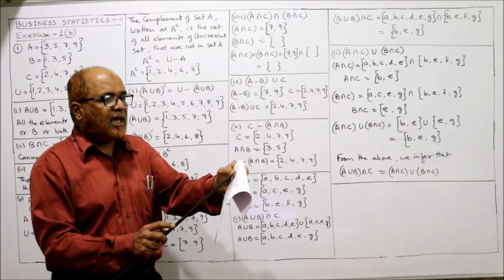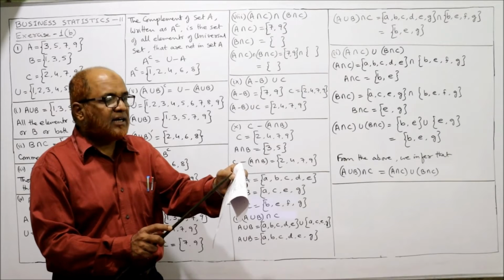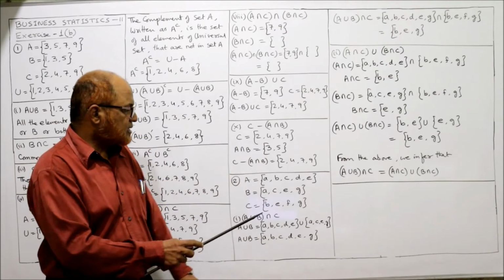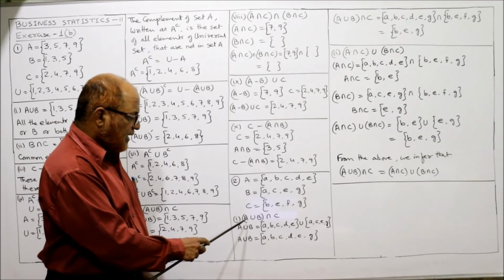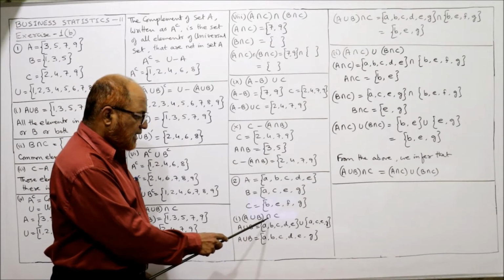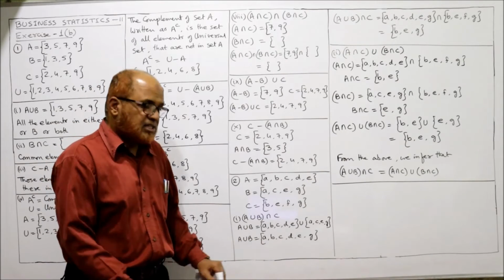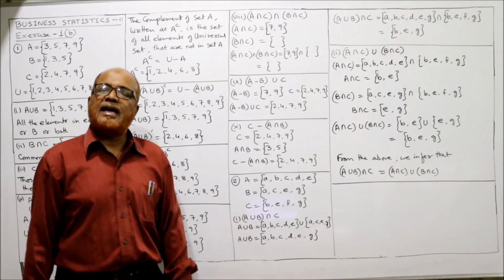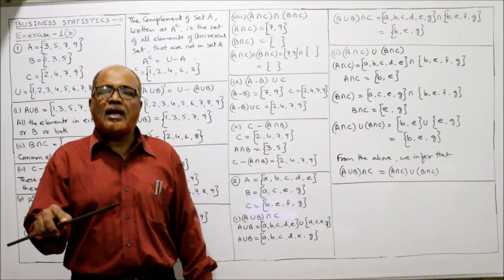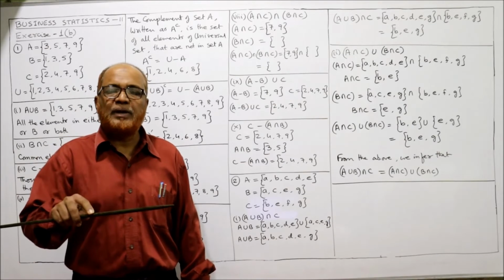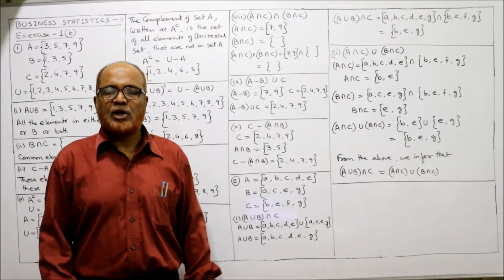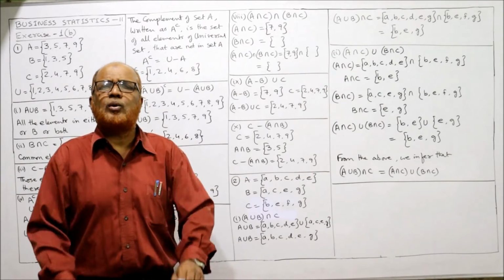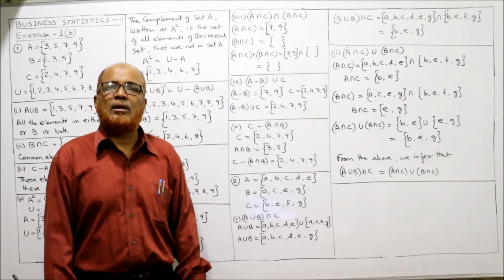First question. A union B intersection C. This we have to find. So first of all, A union B. What do you mean by A union B? All the elements of A or B or both combined together constitute A union B.